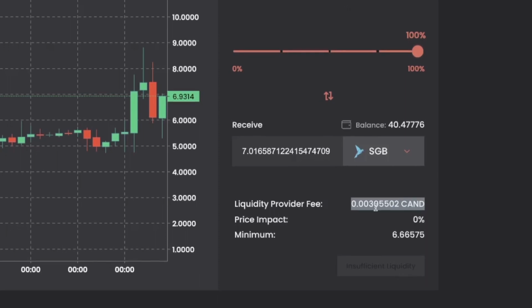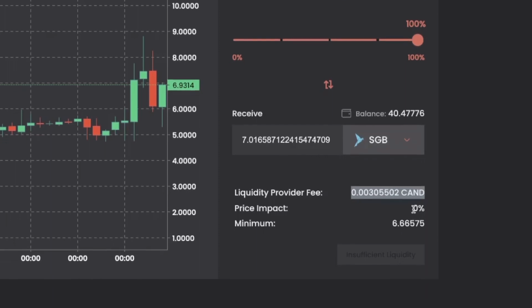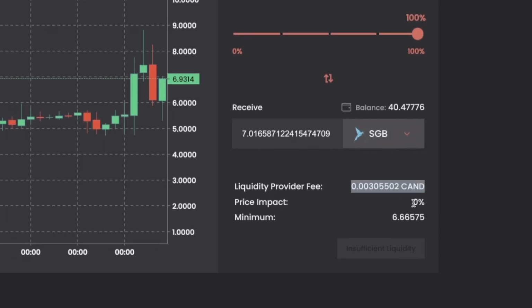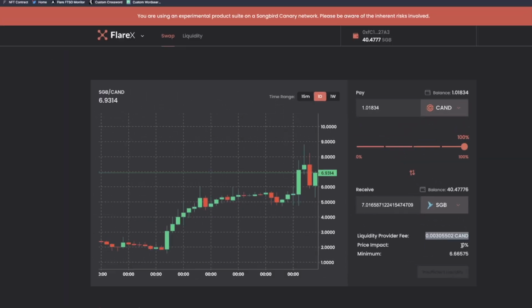The price impact will be how much your trade will actually impact the price. Obviously, with this being such a small amount, the price is not going to be affected that much. Something else to note here is this minimum value. If you execute this particular trade, the minimum amount of Songbird that you will receive is 6.66575.